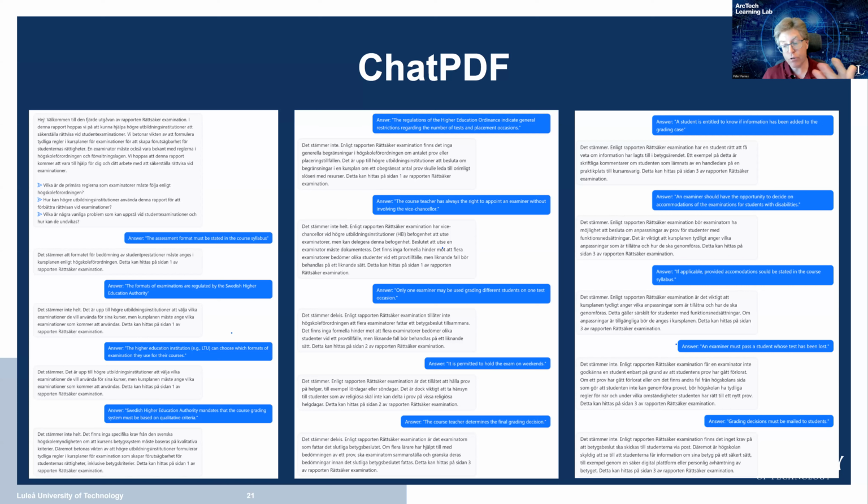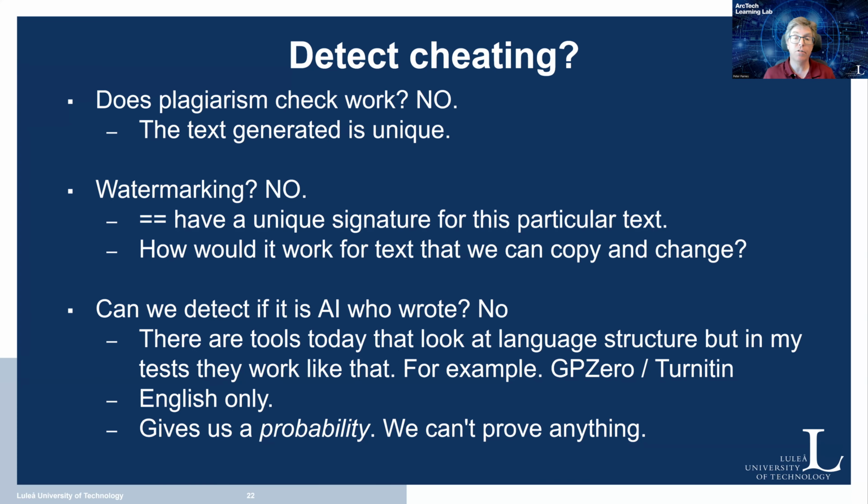So these different tools are out there, and the students will use them. So we need to think about how we actually do the testing. Can we detect the cheating then? Well, the classical plagiarism checks don't work, because the text generated from these tools is unique. It's not the same, and plagiarism checking builds on that. It actually compares to something else.